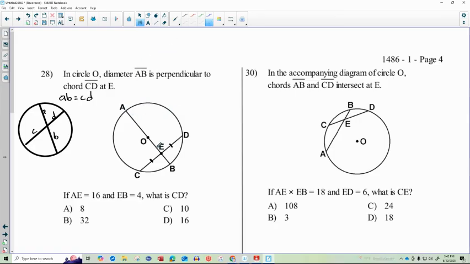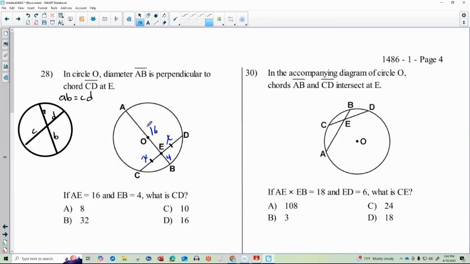It says AE is 16, so I'm going to put 16 in there. It says EB is 4. What is CD? Well, if CD is perpendicular to AB, that means it's bisected. That means I don't know what this is, but whatever this is, it's going to be the same as that. And now we can just go to AE times EB equals CE times ED.